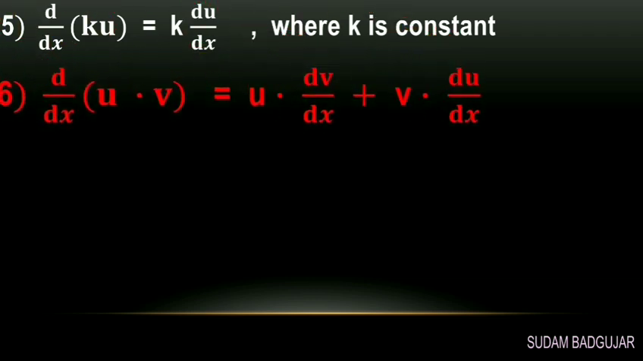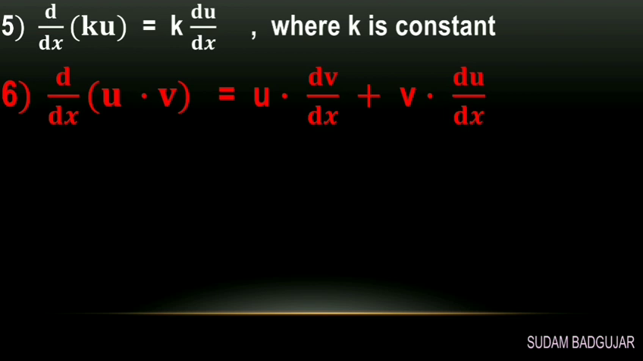Fundamental rule number 6: the derivative of u into v, that is the product rule. First function as it is into the derivative of the second, plus second as it is into the derivative of the first one. You can remember it in this way also.